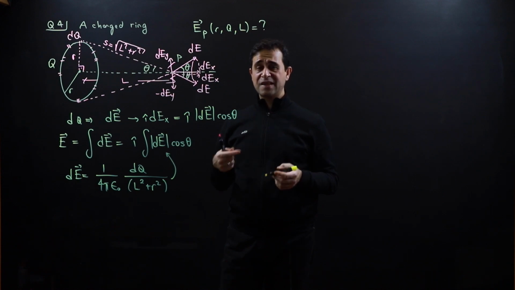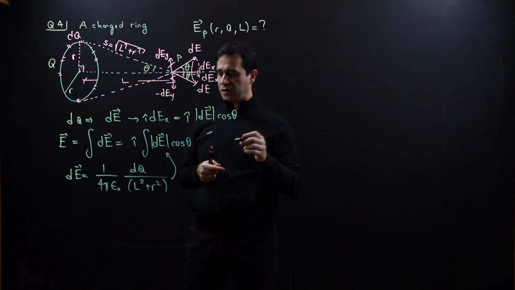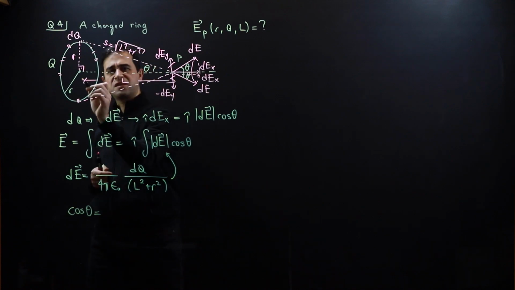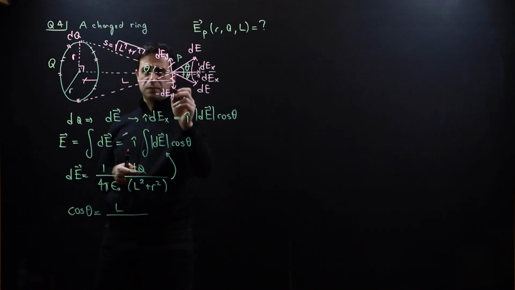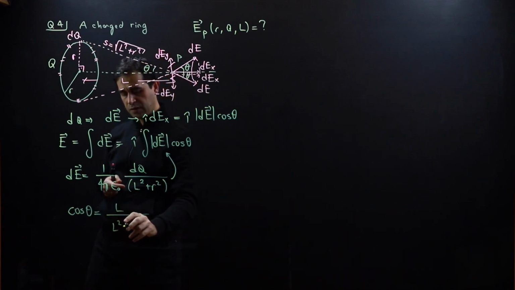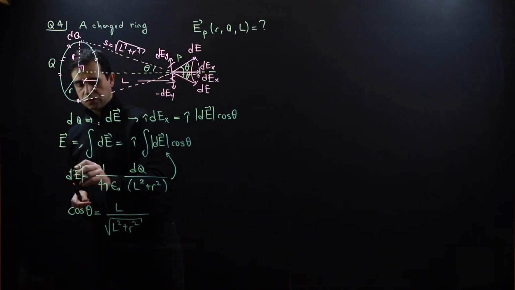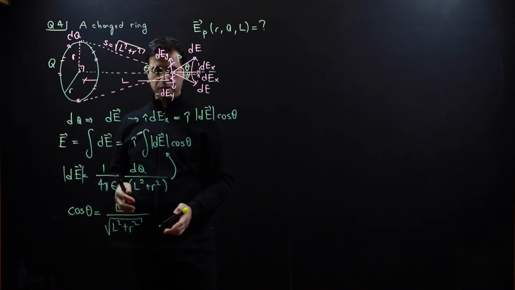Okay, and the next thing is putting this cosine theta here, right? And let's even do that from the geometry. So cosine of theta is equal to the adjacent line, which is equal to L, right? Divided by the hypotenuse, which is L squared plus R squared with a square root. Okay, so this is the magnitude, sorry. Okay, now I have the magnitude of dE and I have the cosine of the angle theta.